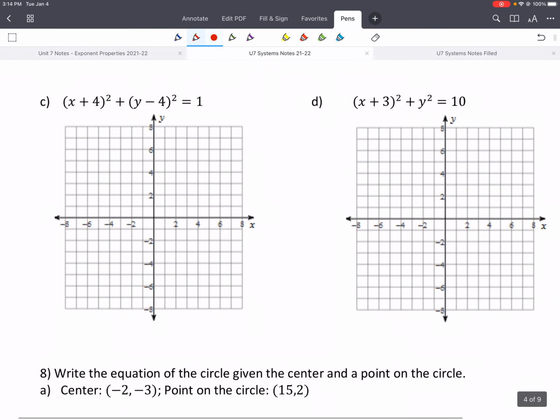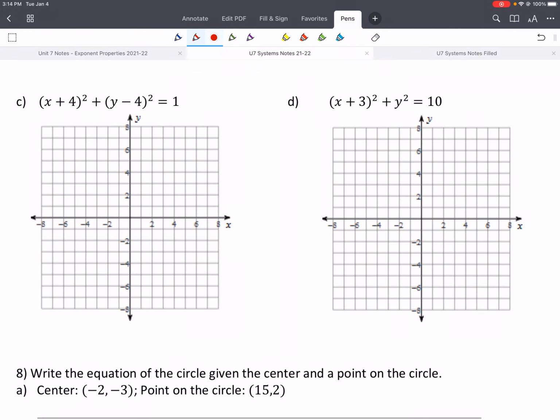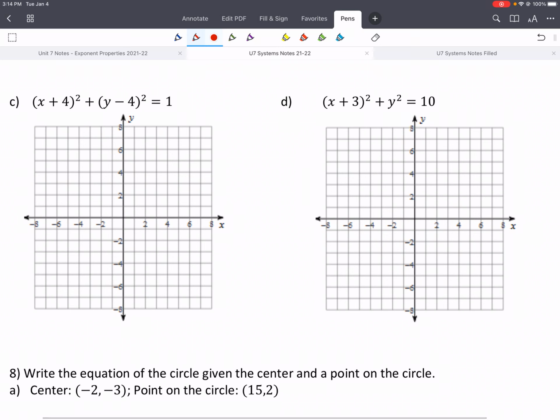Alright, you can give these two a try. D, definitely we need to talk about that one. But why don't we finish this too? So the center is negative 4 comma 4, and it has a radius of the square root of 1, which is just 1. So this is a teeny circle.